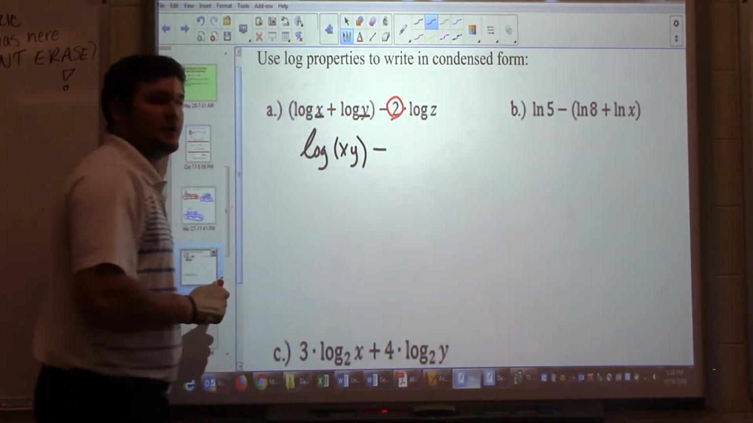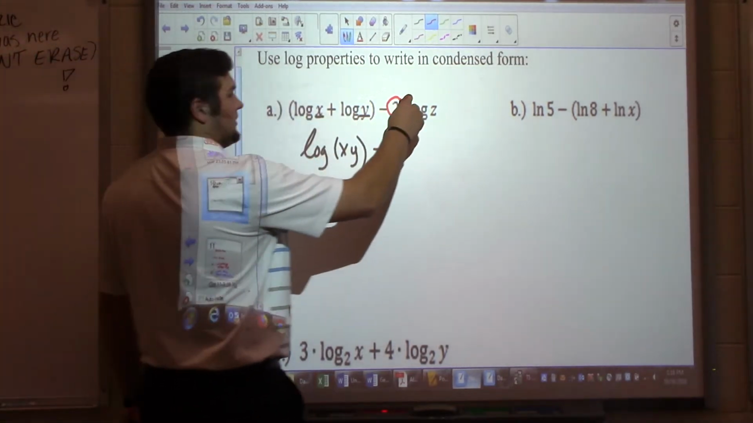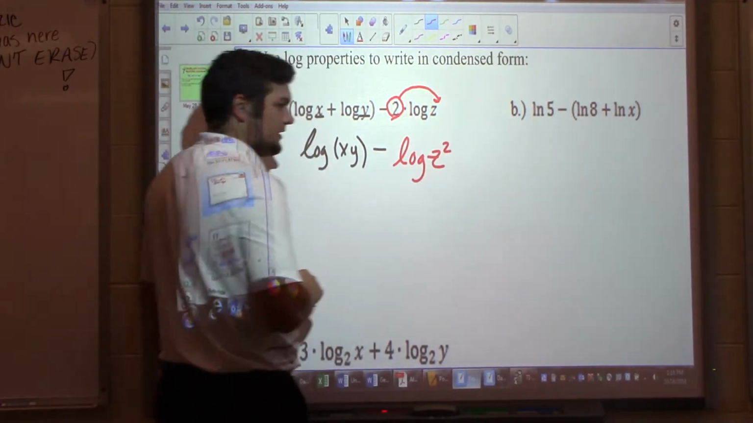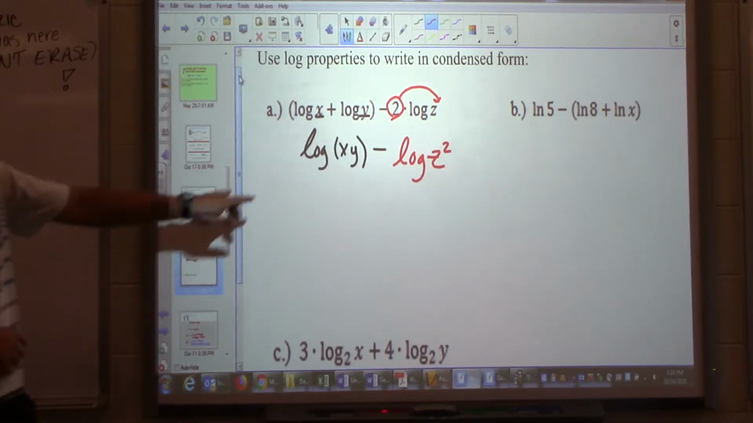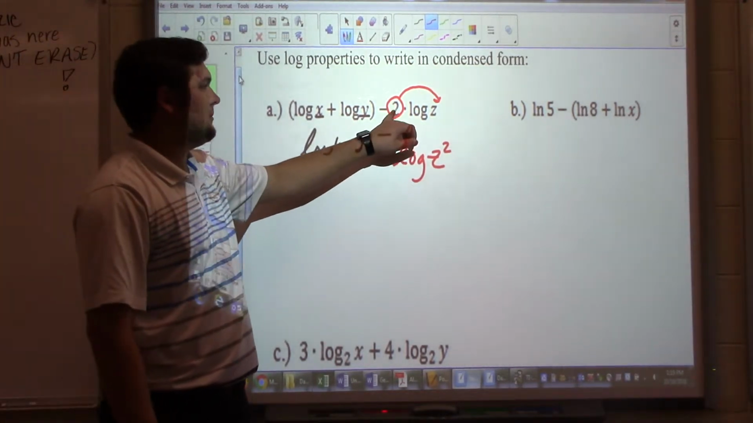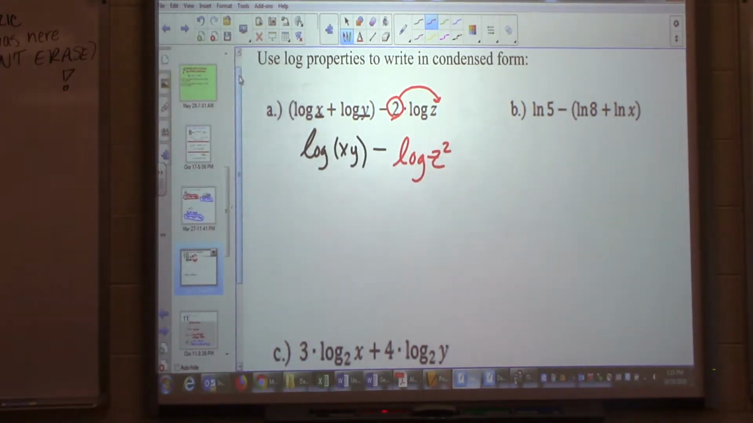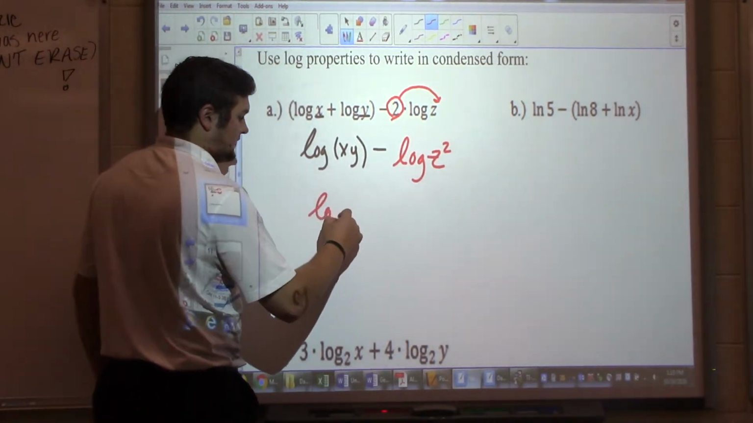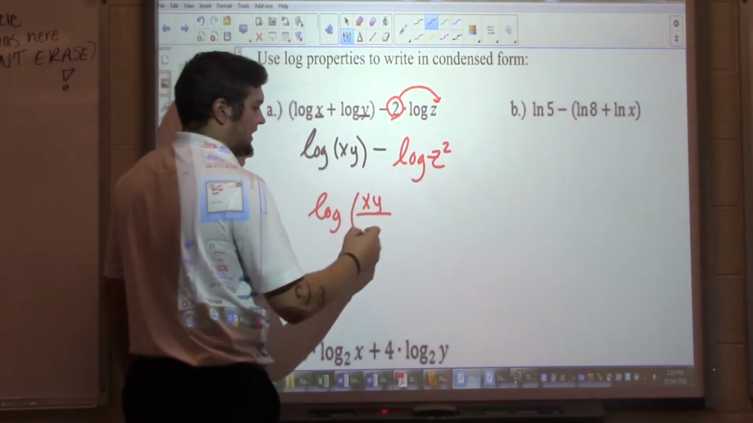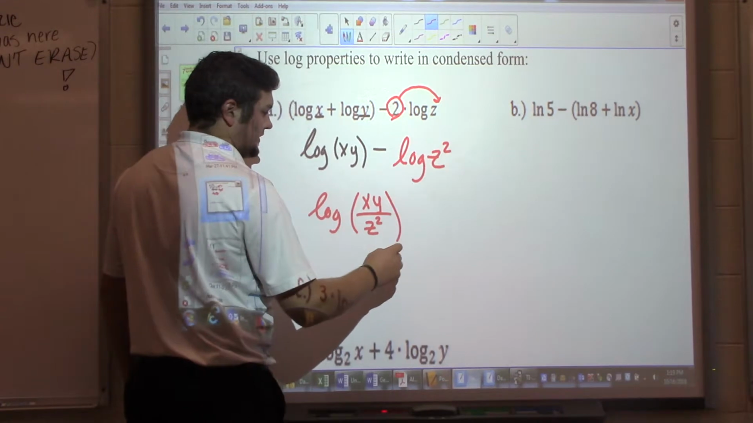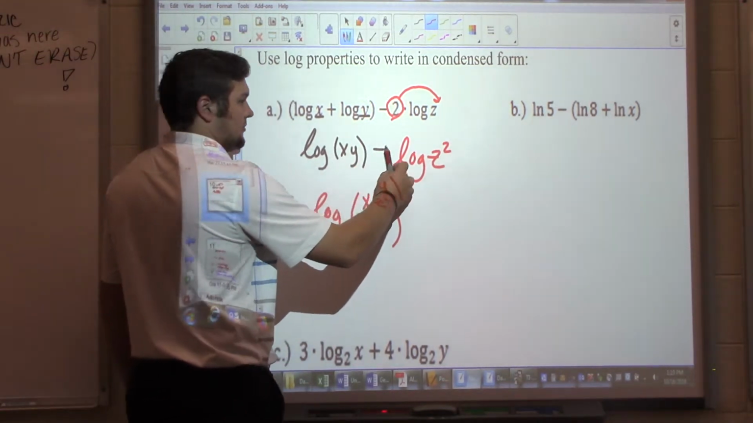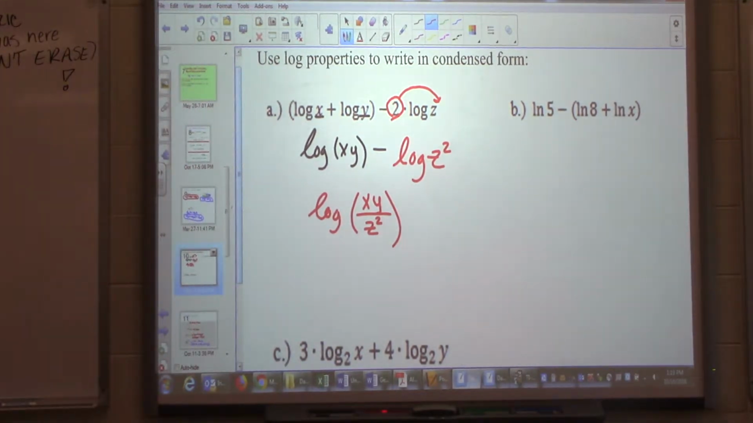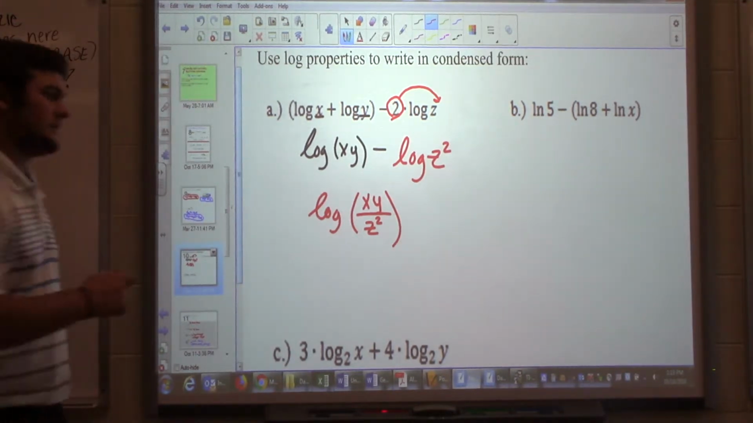What can I do with this number out front here? Make it into an exponent, right? I can put it as an exponent on that z. So minus log of z squared. Alright? So good, we turn our addition into multiplication. We turn our multiplication out here into an exponent. What can I do with that subtraction? Turn it into division, right? So it's going to become log of x times y over z squared. Remember, this first part is my numerator minus the second part, my denominator, so xy over z squared. Can I do anything else to it? No, so that's it.